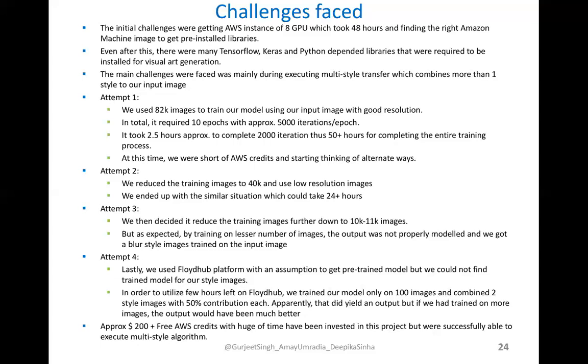And the main challenge we faced was mainly in executing the multi-style transfer, which combined more than one style to an input image. And we went through attempt 1, attempt 2, and attempt 3 by changing the number of images and iterations to find the final output. So approximately going through that, we invested $200 plus free Amazon AWS credits and a huge amount of time on this project to successfully complete the multi-style algorithm.